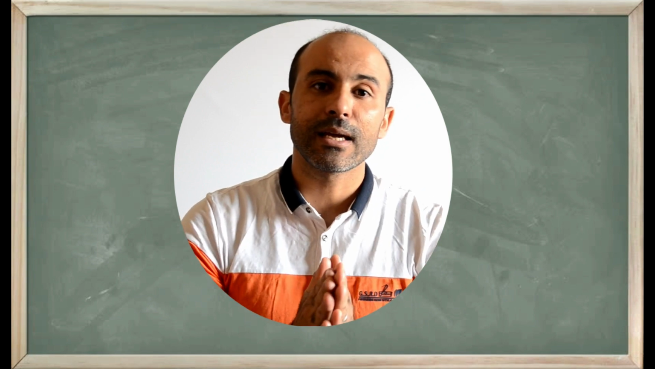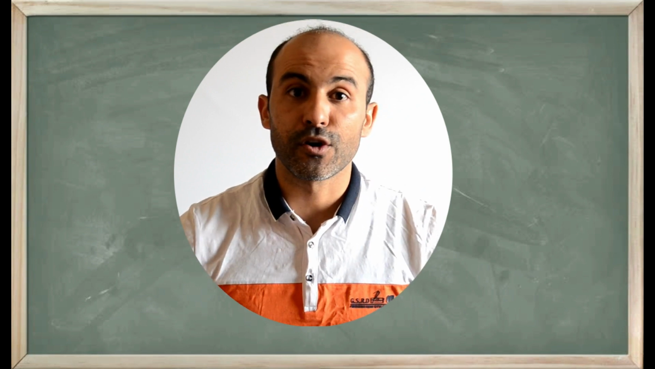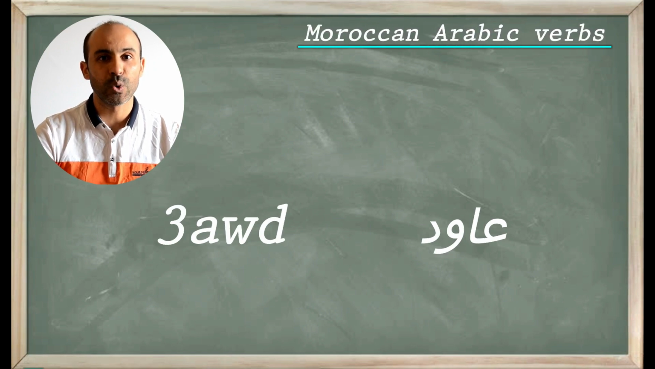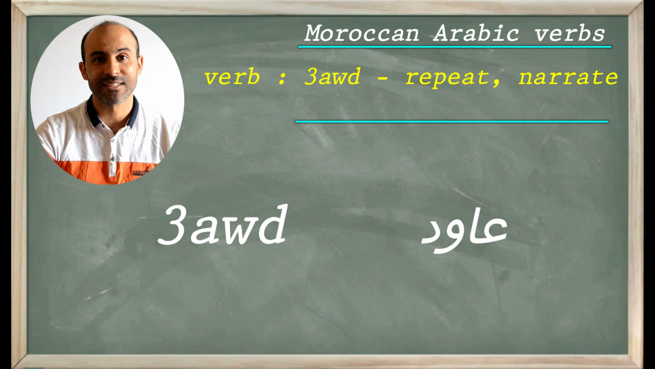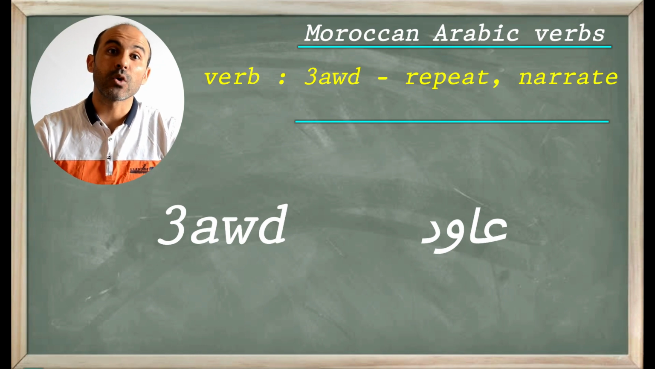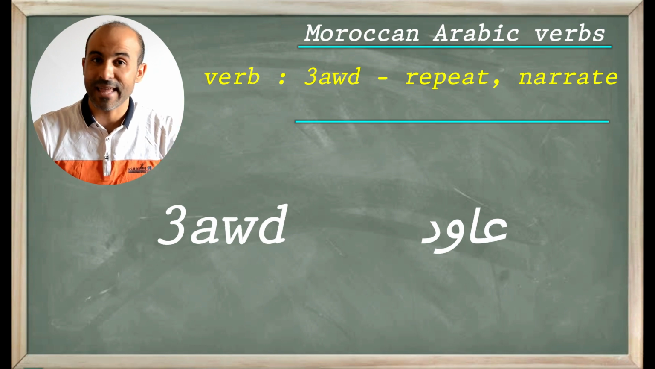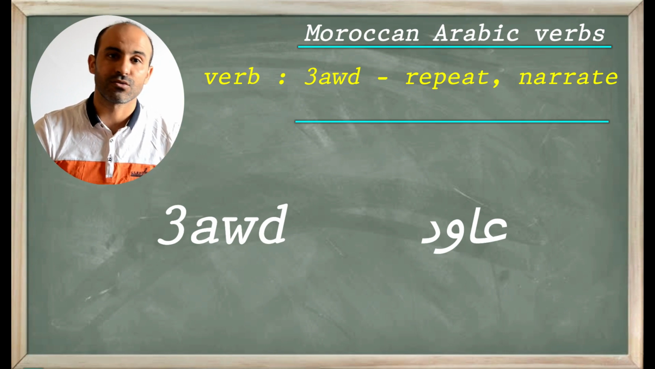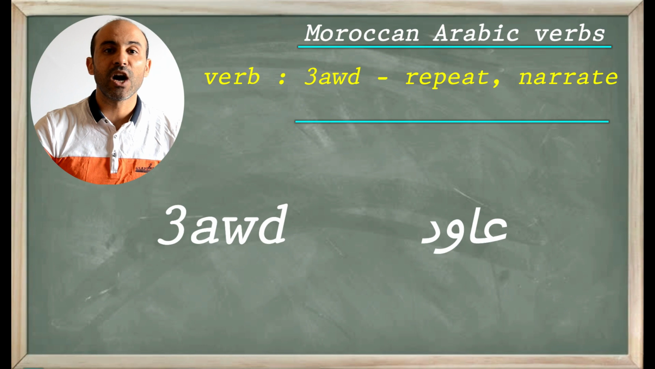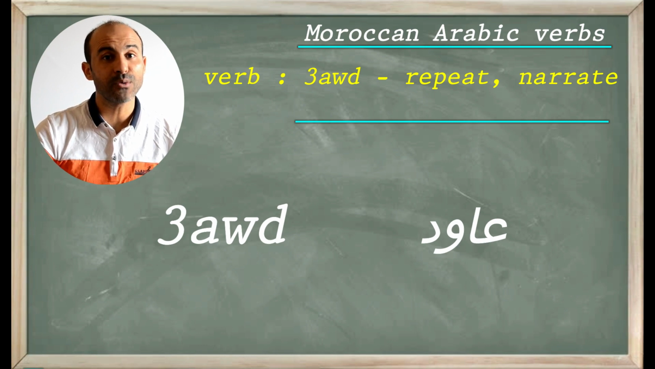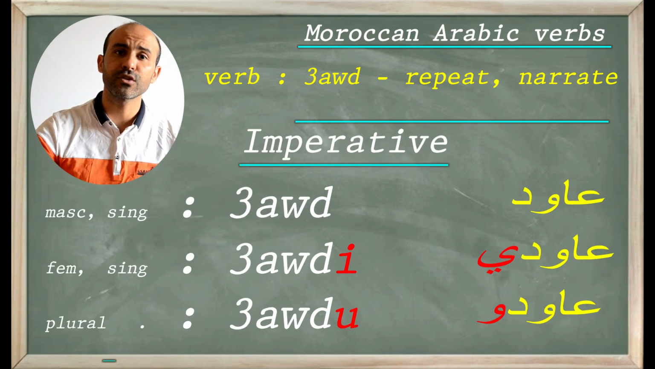So let's get started with the first verb, which is عاود. عاود is to repeat. It also has the meaning of narrate, to narrate something. So it means to repeat and to narrate. Let's move to the imperative form.